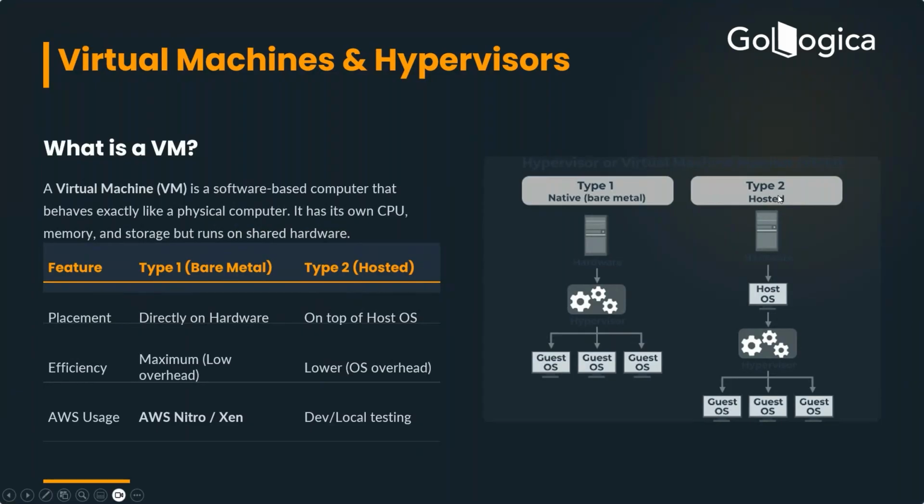Similarly, for the type 2 hosted hypervisor, you have the physical machine and hardware, then you install the host operating system, and on top of it the hypervisor layer, the virtualization layer. Then we again create our virtual machines, which have their own guest operating systems. These are independent operating systems, so they have the full functionality of an operating system.